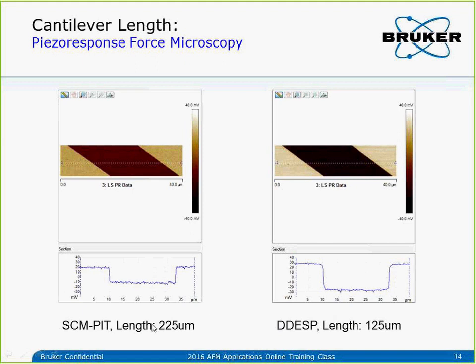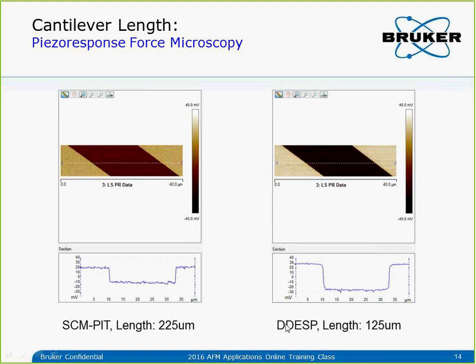With the SCM-PIT, we image the sample surface. This is our standard sample, the PPLN sample, and we can see the contrast between different domains. These two different areas have different polarity, and we have a certain amount of contrast, and you can see a little bit of noise.